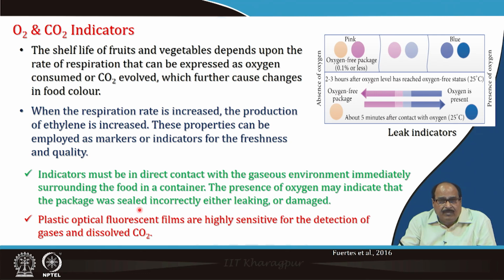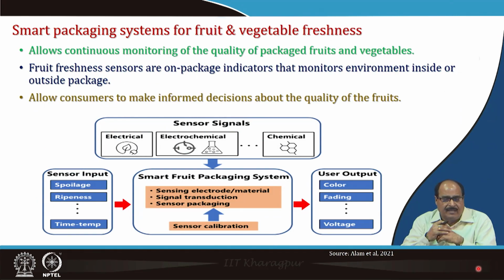So, the indicators must be in direct contact with the gaseous environment immediately surrounding the food in a container, and the presence of the gas may indicate that the package was sealed incorrectly or is leaking or damaged. So, plastic optical fluorescent films are highly sensitive for the detection of gases and dissolved carbon dioxide, etc. These leak indicators can change color, etc. They can show that yes, there is a package leakage.